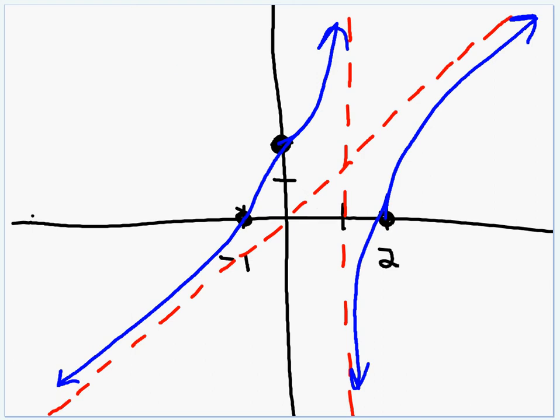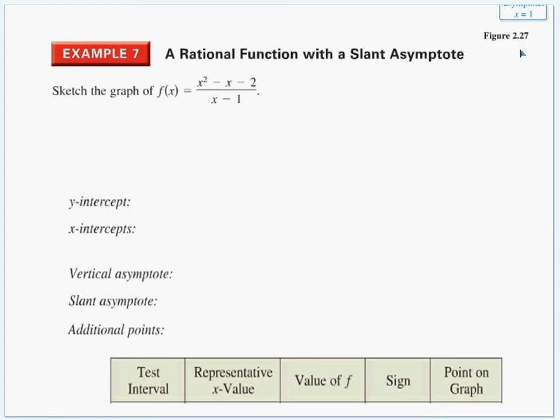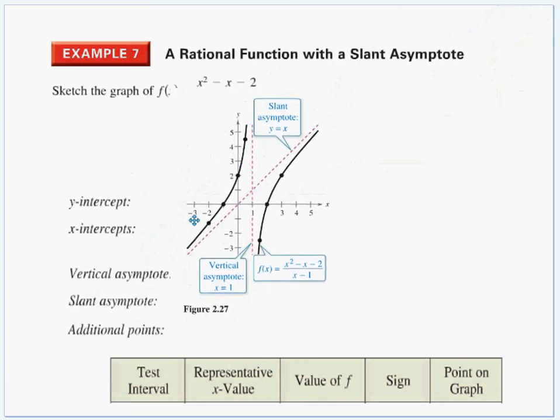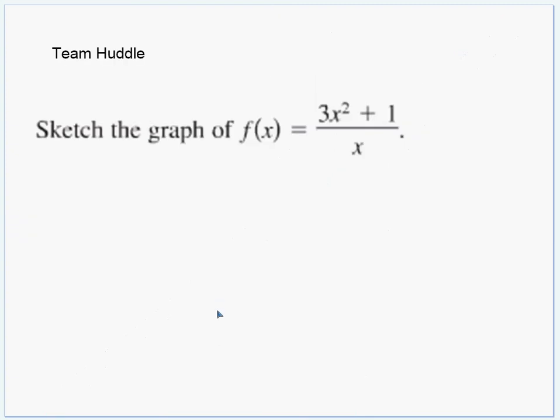Not the best graph. I'm sure the books will be a little bit better. But we've got the important stuff on there. There it is. They did a few other points in there. It looks like they went a little crazy with the points. Better to have too many than not enough, but we had enough to get by. So the last thing in the video, sketch the graph of this, and then compare it to mine and see what you got.